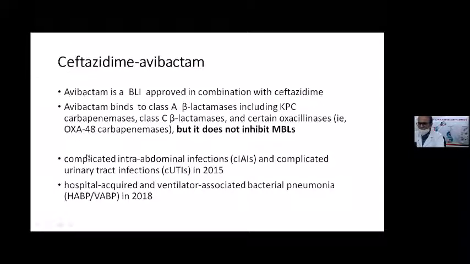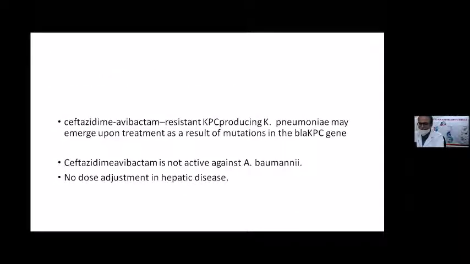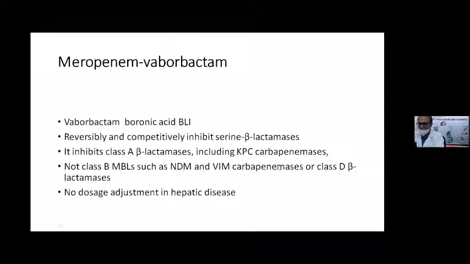FDA approval for this drug was given for complicated intra-abdominal infection and complicated UTI in 2015. Approval was also given for treating complicated hospital-acquired bacterial pneumonia or ventilator-associated bacterial pneumonia in 2018. As we already discussed, it is not effective against Acinetobacter baumannii. There is no hepatic adjustment of the dose, and resistance is now also being developed. Already I have discussed that.